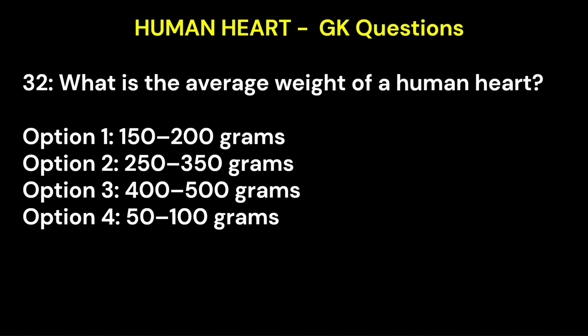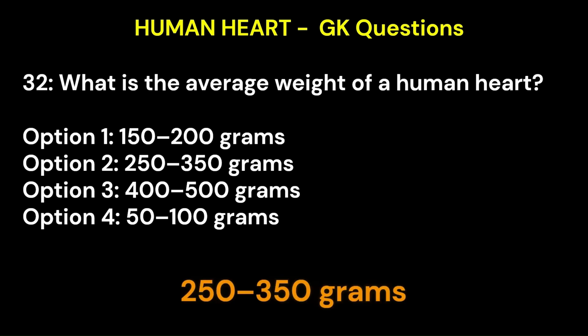Question number 32. What is the average weight of a human heart? The options are: Option 1, 150 to 200 grams. Option 2, 250 to 350 grams. Option 3, 400 to 500 grams. Option 4, 50 to 100 grams. The correct answer is 250 to 350 grams. An adult heart weighs 250 to 350 grams in men and 200 to 280 grams in women. An enlarged heart, cardiomegaly, can exceed 500 grams.